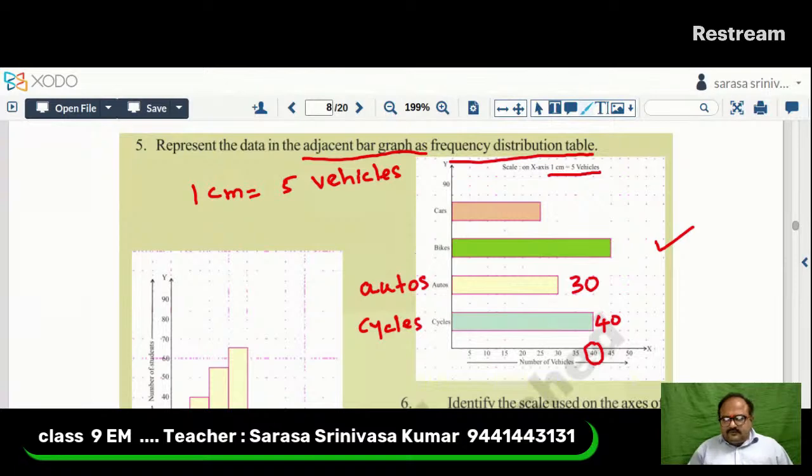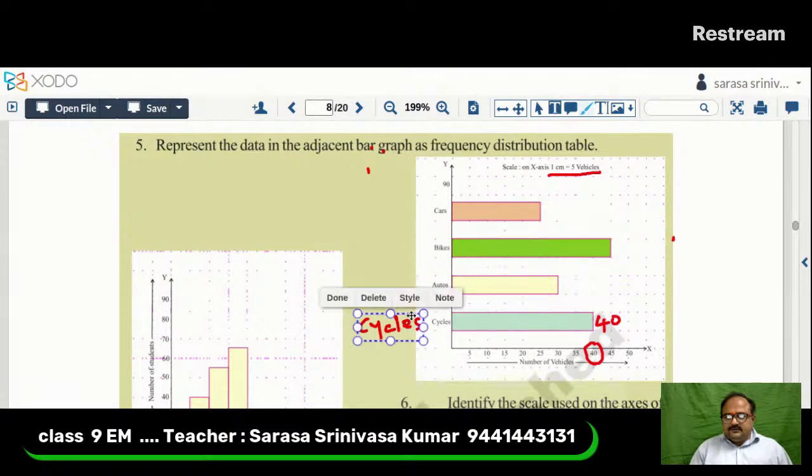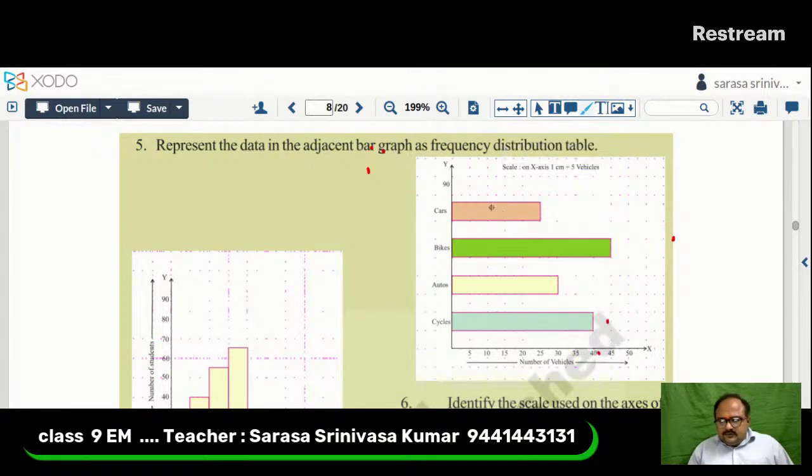Observe this table. This is the table given to us, a bar graph. Students can refer to page number 201. This is page number 201, so you can refer to this page.